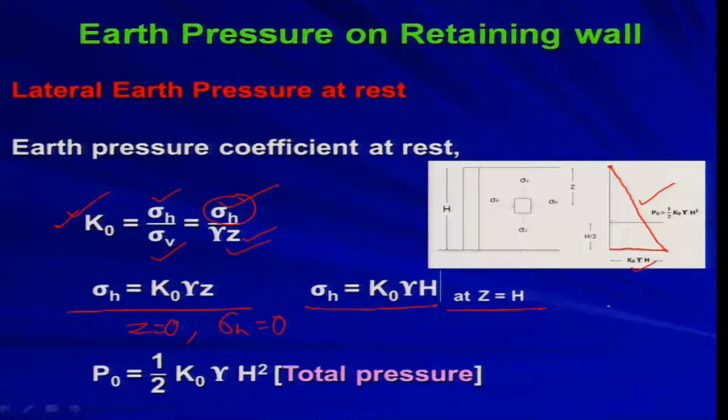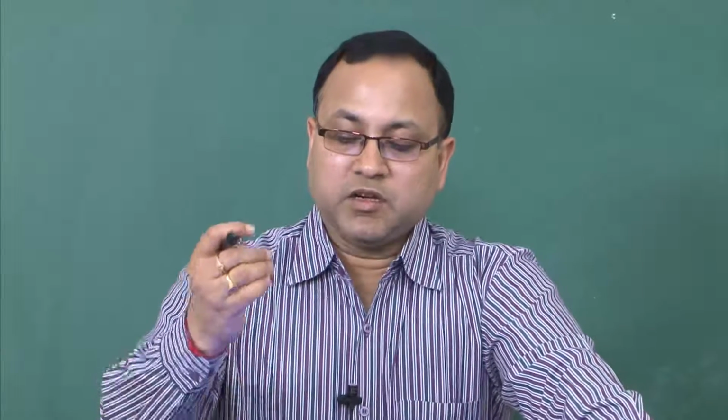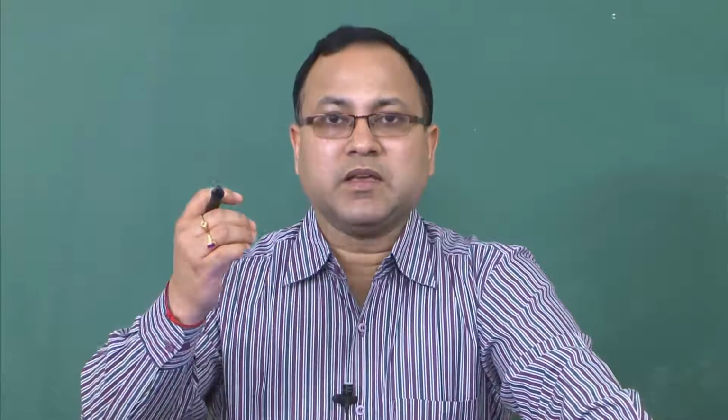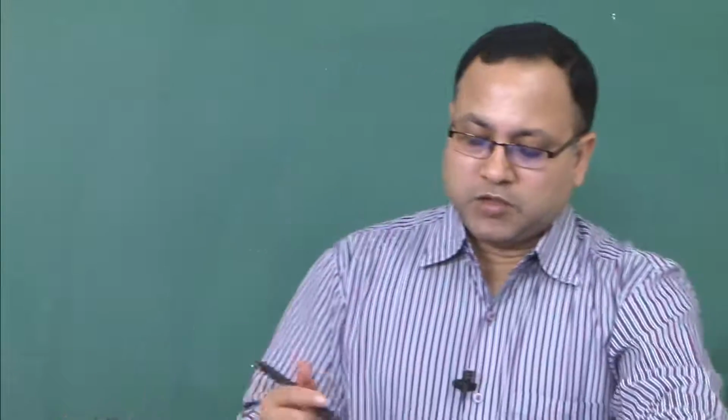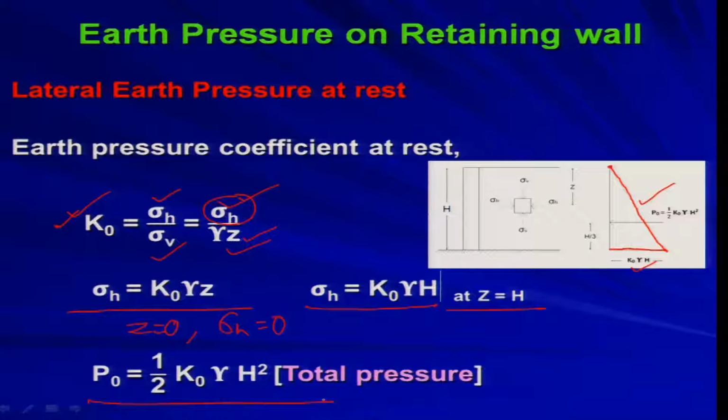Okay. So, now if you want to find out the total pressure, that is the total thrust at rest condition, that is nothing but the area of this triangle. So, area of this triangle is P naught equal to half into k naught into gamma h square, right, because we are considering all these problems as plane strain problems, that is the direction normal to this plane is unit. Okay. So, this P naught is the total thrust acting on the wall, and which will obviously act at the CG of this triangle, that is at h by 3 from the base of the triangle. Okay. So, this is the point of application of this thrust and this is the total thrust.